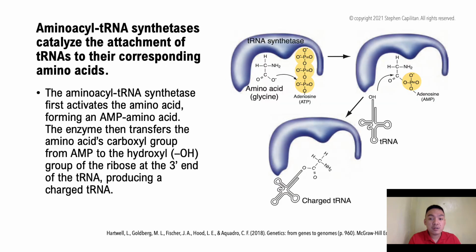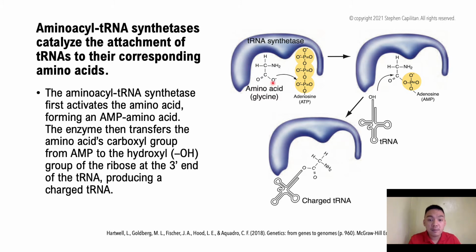So what happens during this process? The aminoacyl tRNA synthetase will activate your amino acid. In this instance, this is your glycine. Then the enzyme will transfer the amino acid's carboxyl group from AMP to the hydroxyl group of the ribose at the 3' end of the tRNA, which produces a charged tRNA.